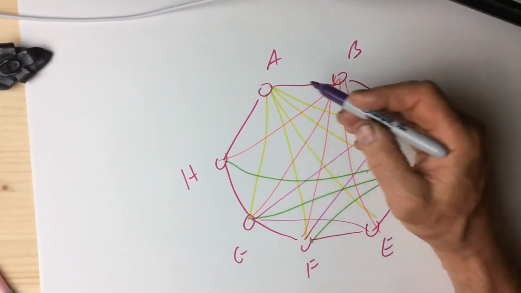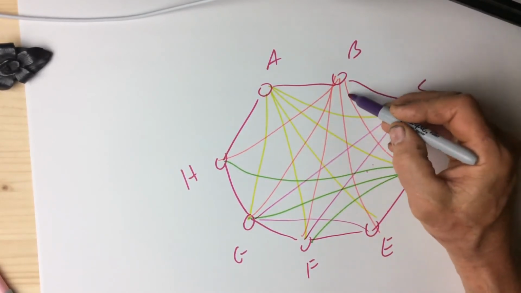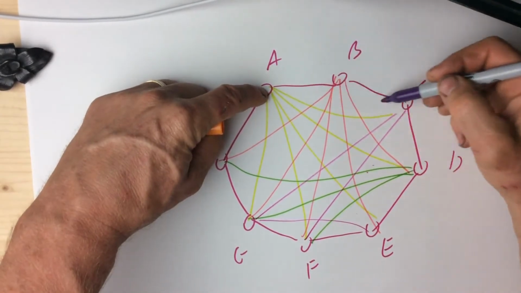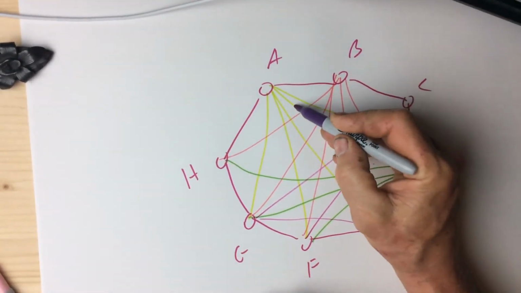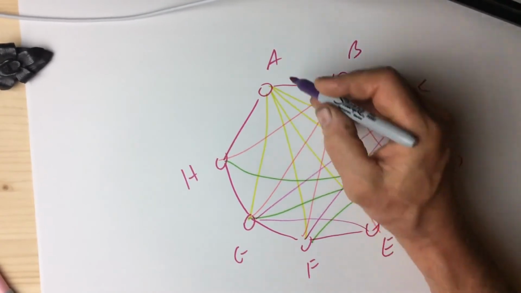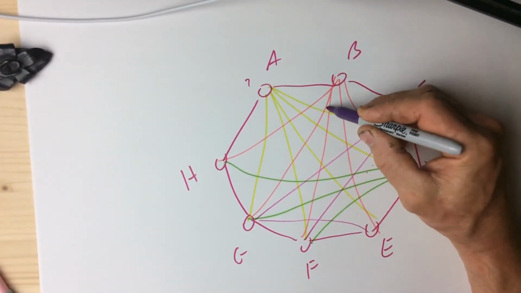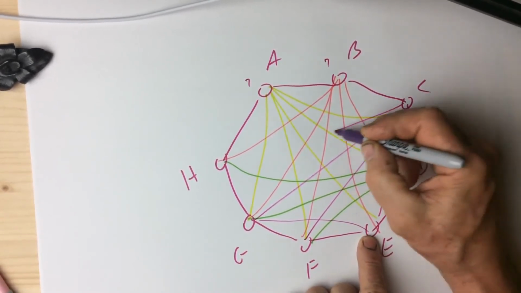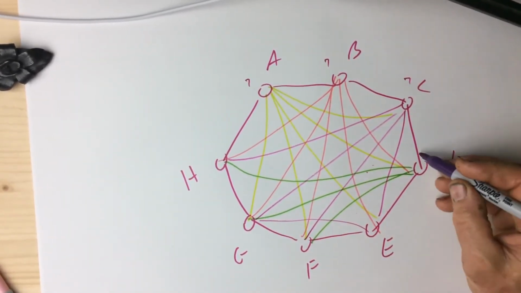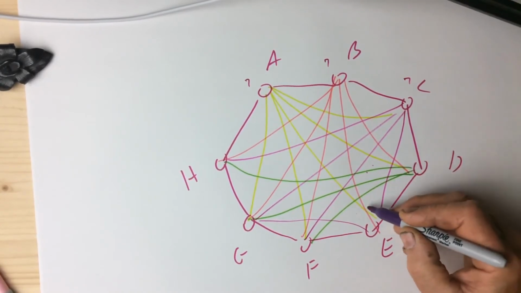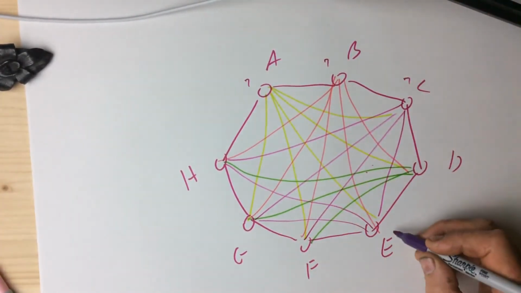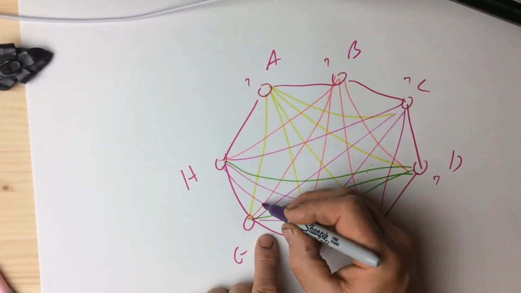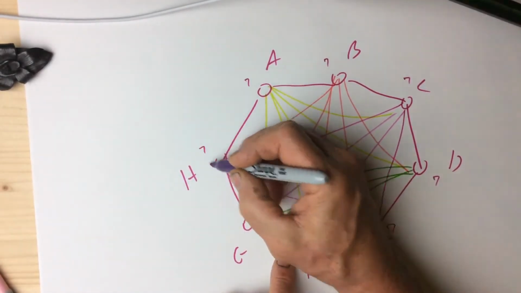In fact, if I got them all, let me count the lines at each vertex. 1, 2, 3, 4, 5, 6, 7. Each vertex has valence 7.